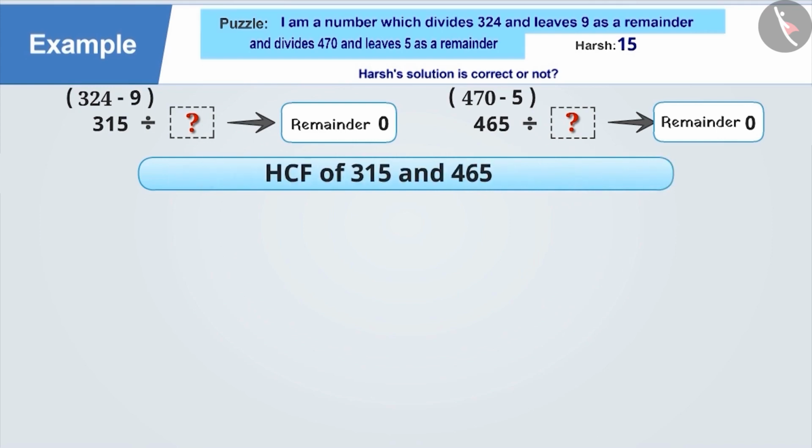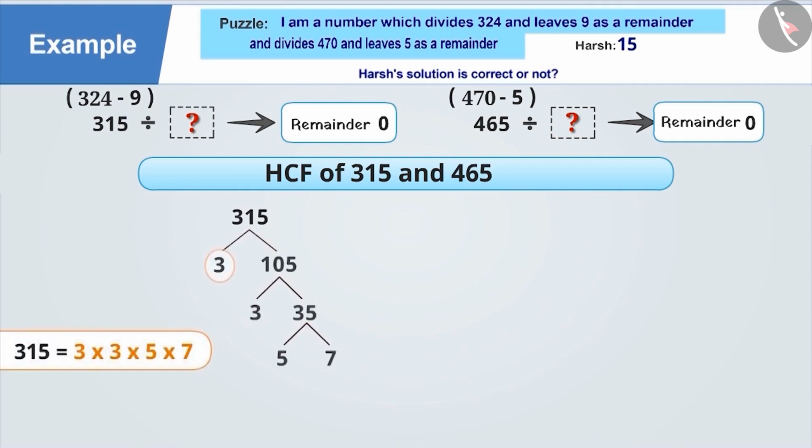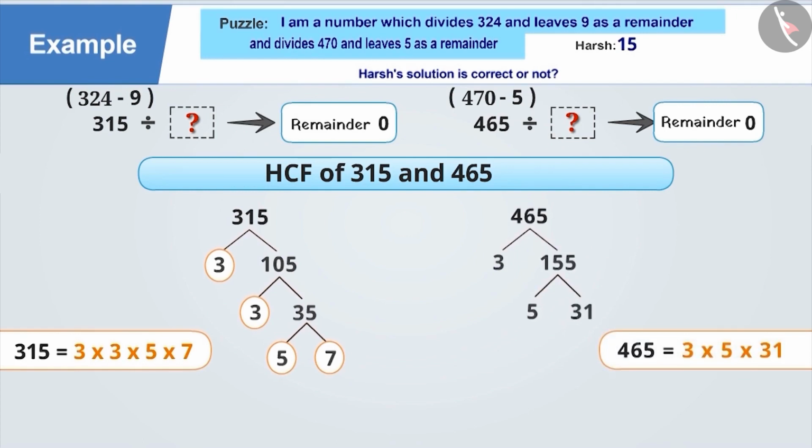Let's find out the HCF of 315 and 465. First, perform the prime factorization of 315. We get 315 is equal to 3 into 3 into 5 into 7. Now perform the prime factorization of 465. We get 465 is equal to 3 into 5 into 31. Both 315 and 465 have 3 and 5 as factors. Hence, the HCF of 315 and 465 is 3 into 5, which is 15.